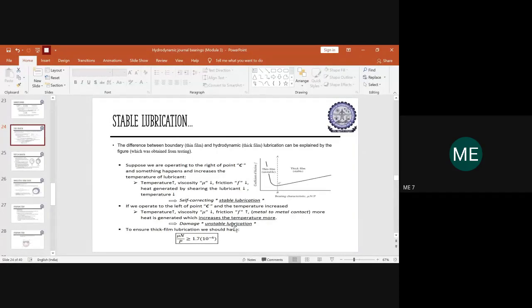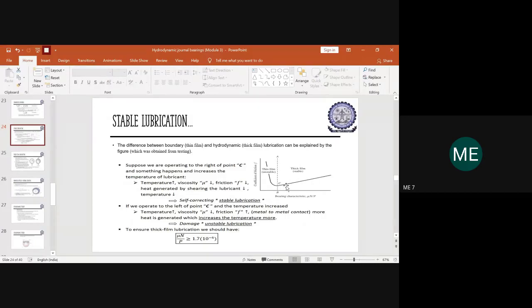Next, you have to understand unstable lubrication. What happens in unstable lubrication? Suppose we operate to the left of point C. First, consider operating towards your right, where the lubrication film is thick. Due to the thick film, irrespective of a sudden change in condition, it was able to correct itself and stabilize because you are using a thick film of lubricant. It is self-correcting, self-healing, and hence it is termed stable lubrication.